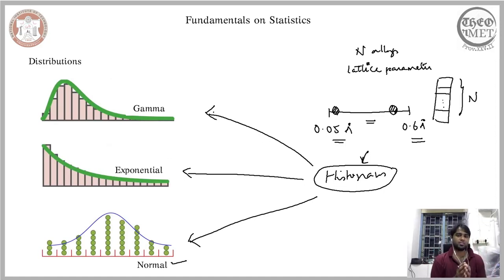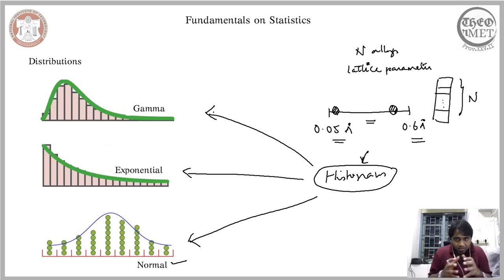So what essentially we have is three different distributions. All these three distributions we have arrived at by considering a histogram, and what the histogram tells us is the population of alloys that assume a specific range of lattice parameters.